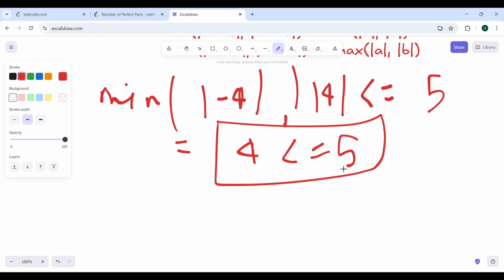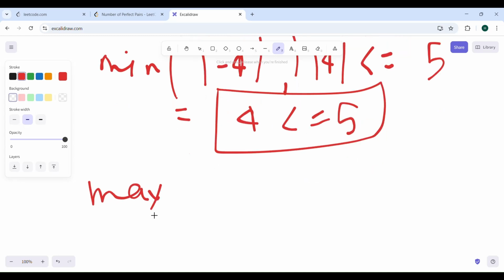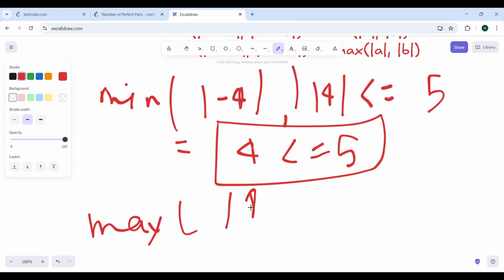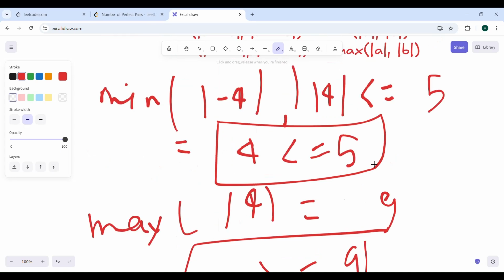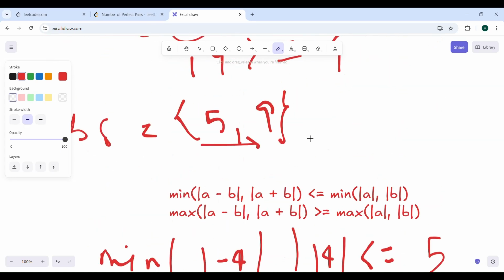Okay, max of these two values will be 14 on this side, and that side will be 9, right? So 14 is also greater than or equal to 9, and the second condition also holds true. That means I have proven to you that if you take the abs value as well, the answer won't change for you, right?